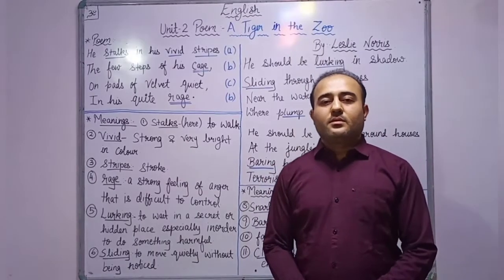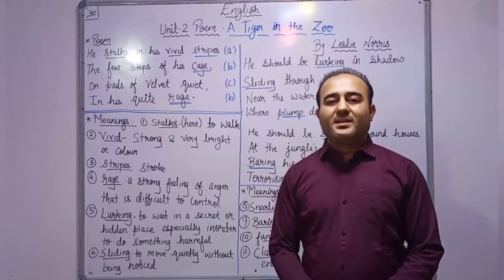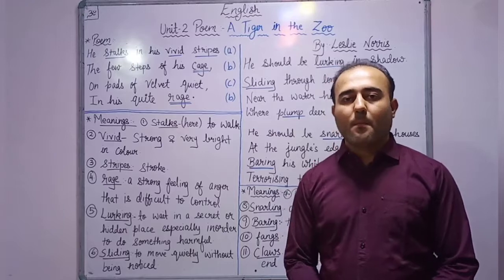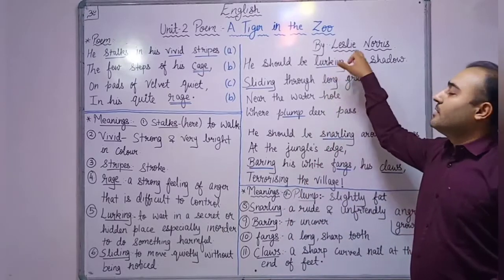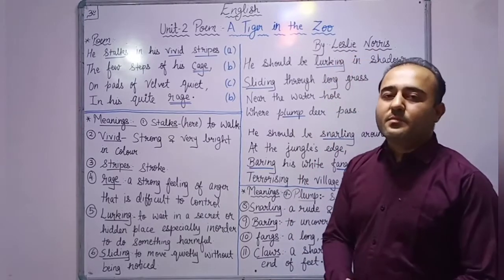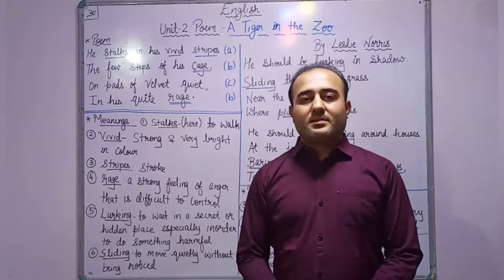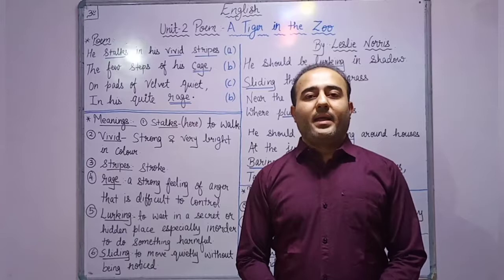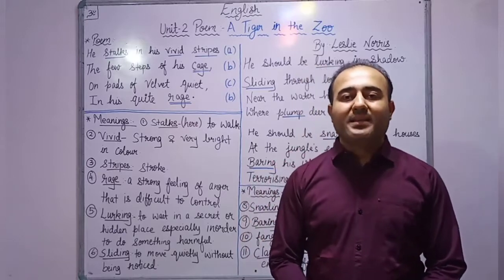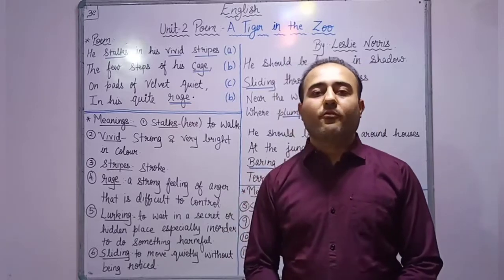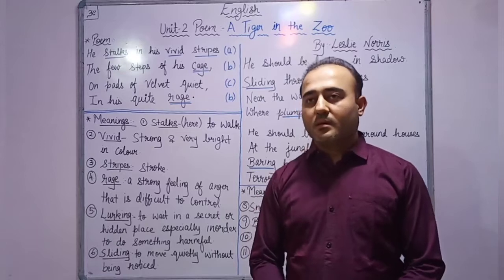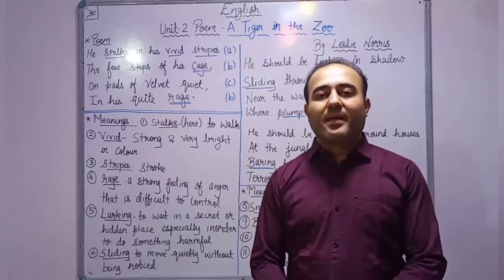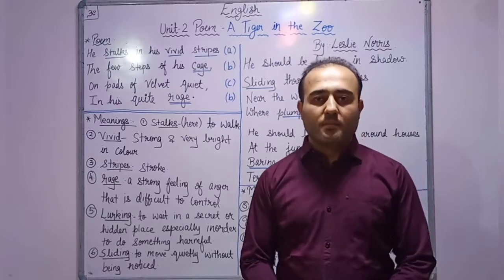Hello students, today I am going to explain you Unit 2 poem, that is A Tiger in the Zoo by Leslie Norris. In this poem, the poet contrasts the life of the tiger in the zoo and the life of the tiger in its natural habitat, that is the forest or the jungle. Here, contrast means to differentiate between the life of the tiger in the zoo and the jungle.